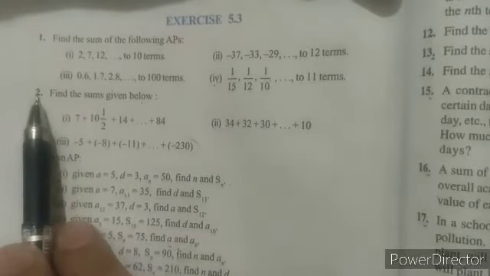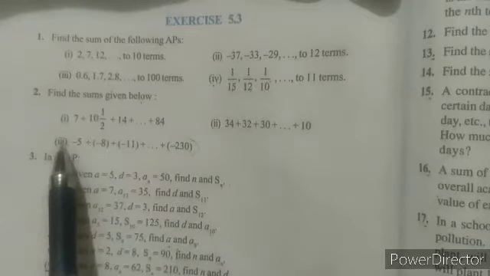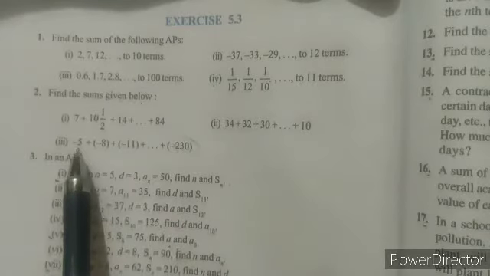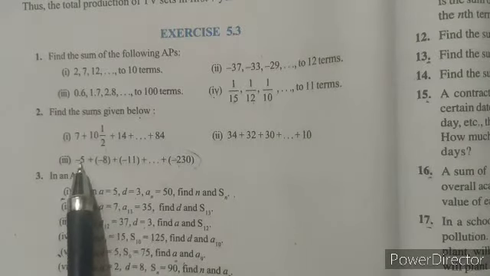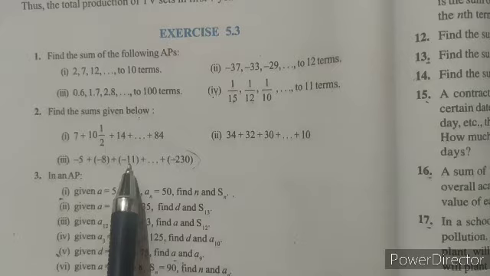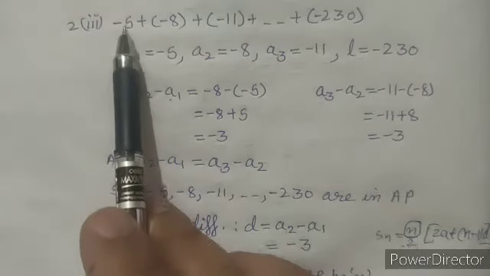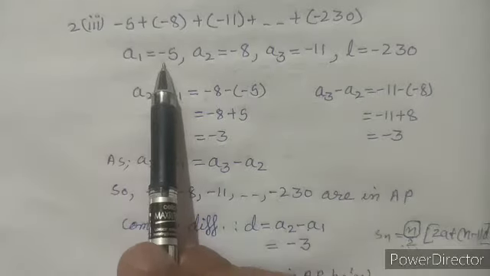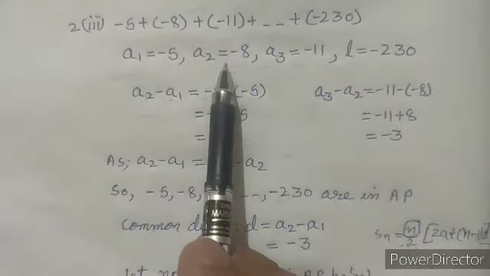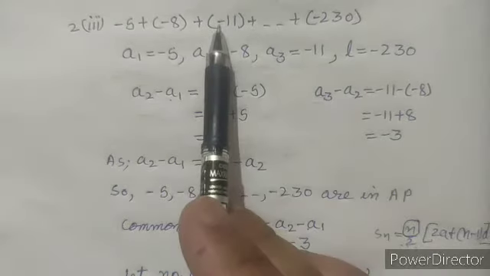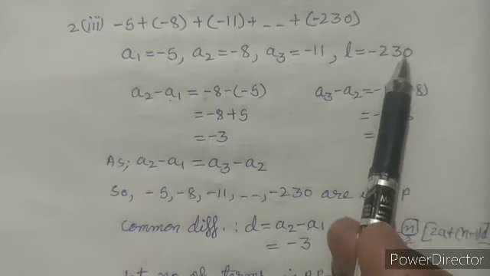In question number 2, again we have to find the sums given below. Now in the third part, we have to find the sum of minus 5, minus 8, minus 11 up to minus 230. Here the first term is minus 5, that we have taken as a1, the second term is minus 8, and the third term is minus 11. Also the last term is given to us as minus 230.